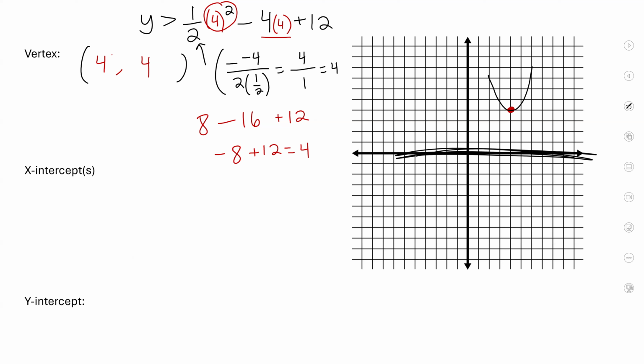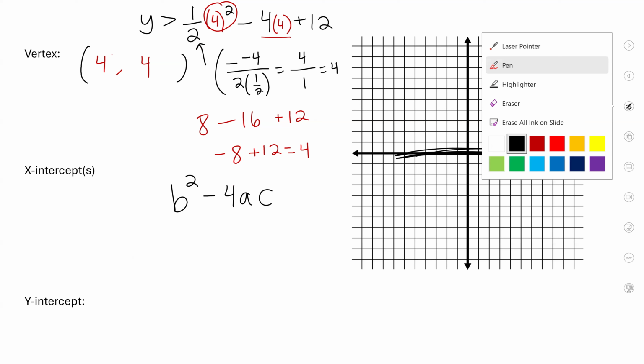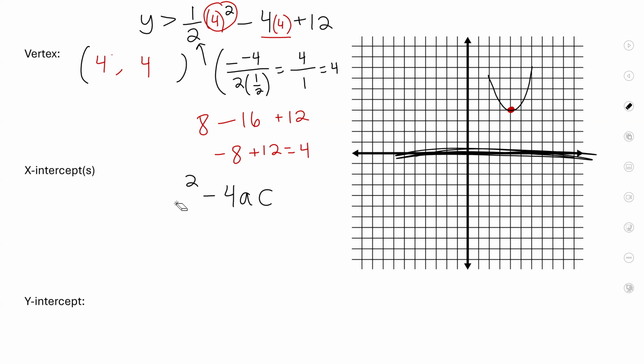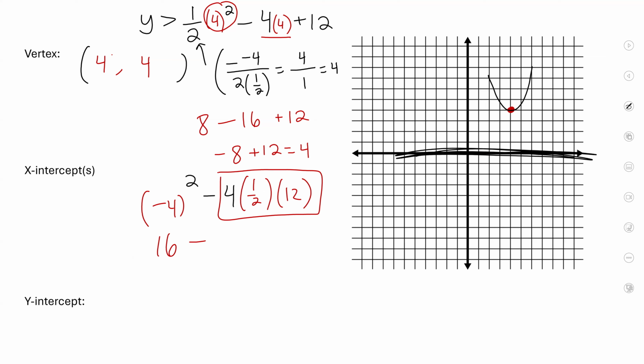Okay, let's prove that. The discriminant is b squared minus 4ac. So my b value is -4. My a value is 1/2. And c value is 12. So 1/2 times 12. Okay, so -4 squared is 16 minus all of this. 1/2 of 4 is 2. 2 times 12 is 24. So this becomes a -8.